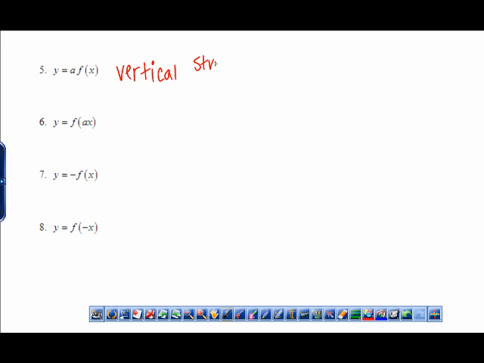So it is going to be a vertical stretch if the absolute value of a is greater than 1. And it is going to be a vertical compression, or sometimes that's called shrink, though I'm going to mostly use compression, if the absolute value of a is less than 1. Now we're using absolute values here because if a is actually negative, that's going to fall into category number 7, which we'll talk about in a minute.